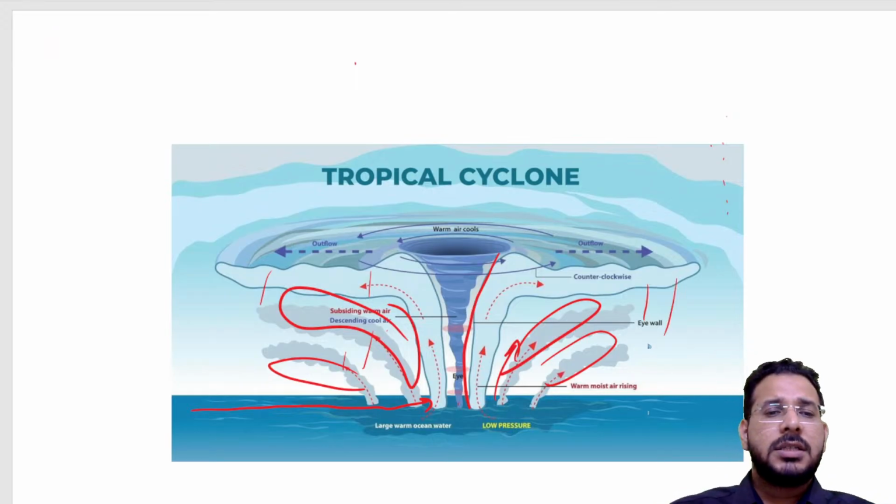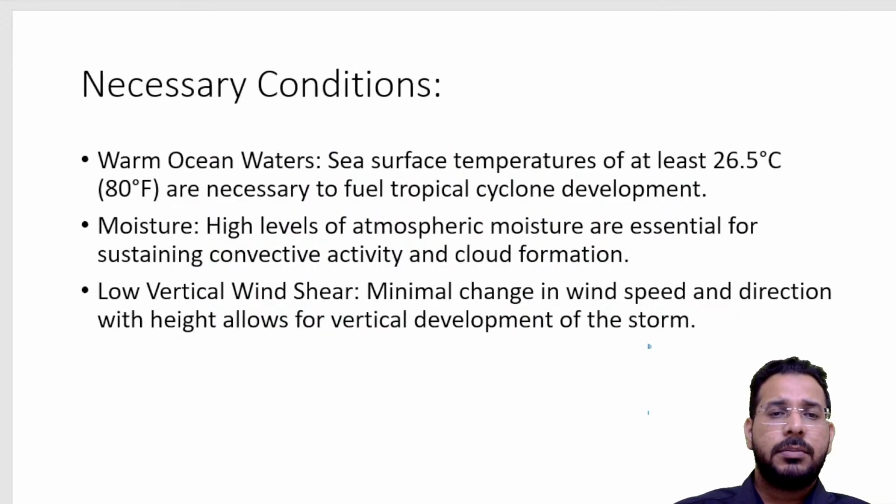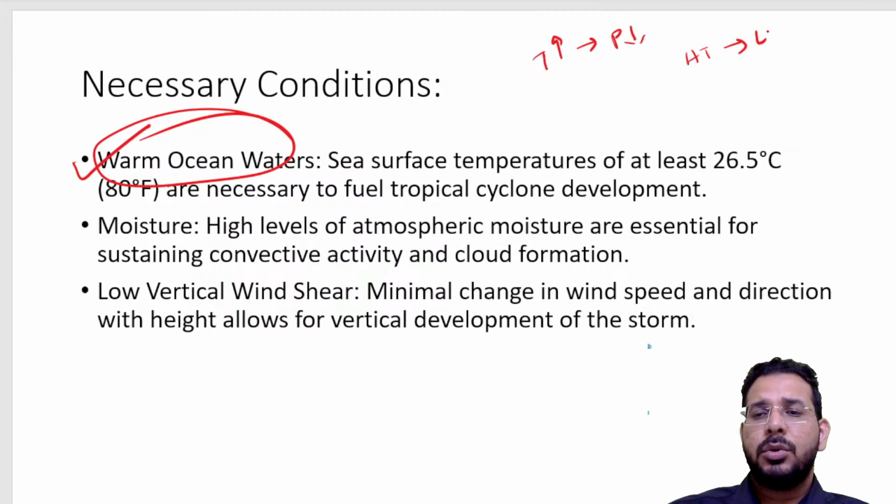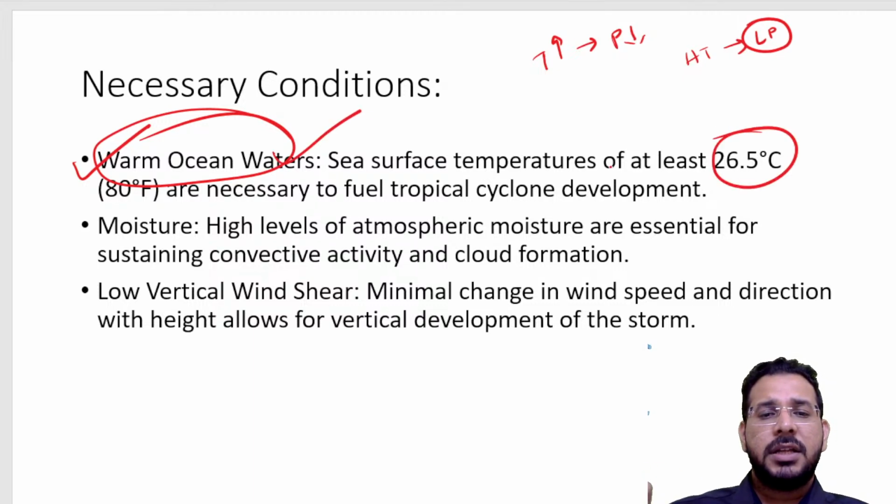So what are the necessary conditions for a cyclone to develop? First, we require warm ocean temperatures, because we know that temperature increase means pressure will decrease. So high temperature means low pressure. So when temperatures are warm enough, at least 26.5 degrees Celsius is required to fuel the tropical cyclone.